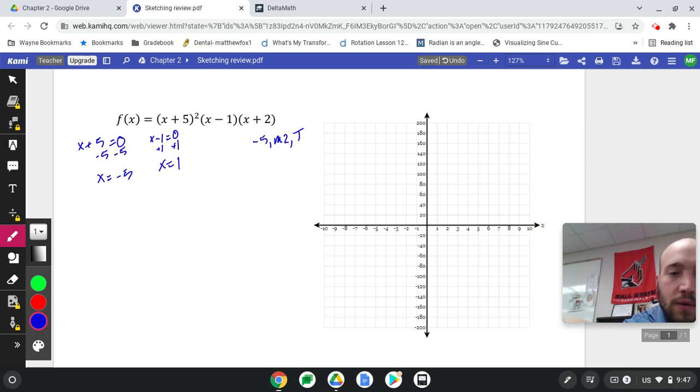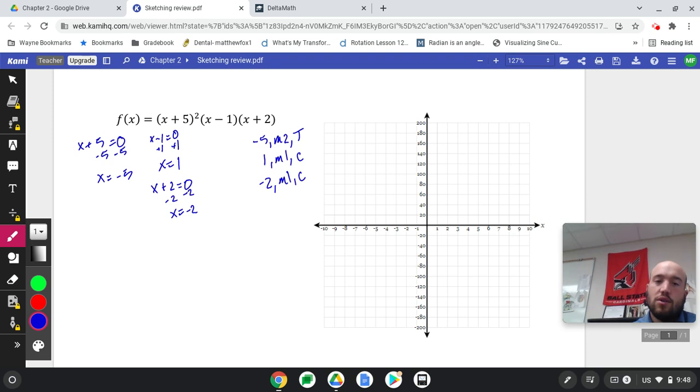Next one, x minus 1, if we put that equal to 0, we'll just add 1. X will equal 1, and it's going to be a multiplicity of 1, which means it will cross. Our final one then, x plus 2 equals 0. Subtract 2, x will equal negative 2. Once again, a multiplicity of 1, so it will cross there. Okay, so once again, negative 5, so I'm going to put a dot there. Then 1, and then negative 2.